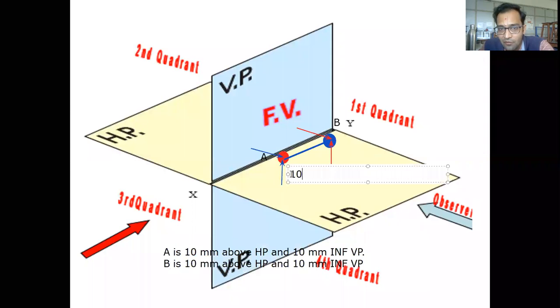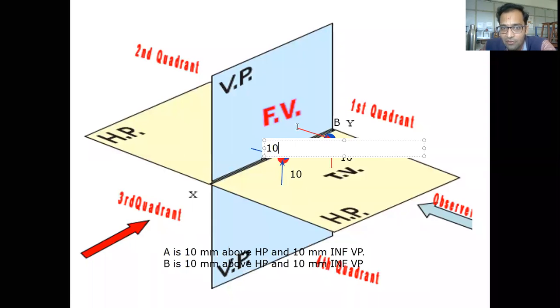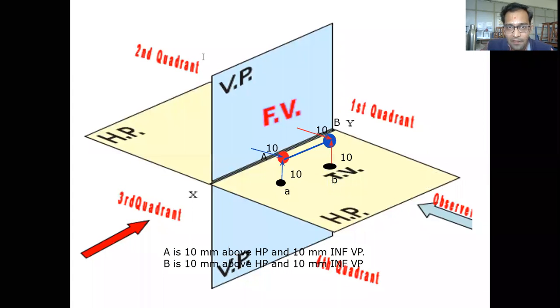Here we are going to have distance 10 mm. In front of VP it is 10 mm. And what is going to be its projection on horizontal plane? Let us consider the notations for projection as small a and small b. So this is going to be the projection of point A, and it is going to be called a, and this point is going to be called b, and we are going to have connection between a and b.